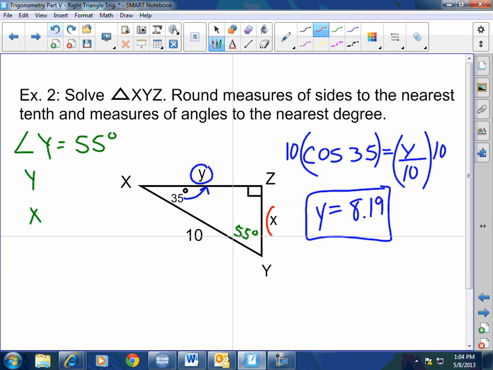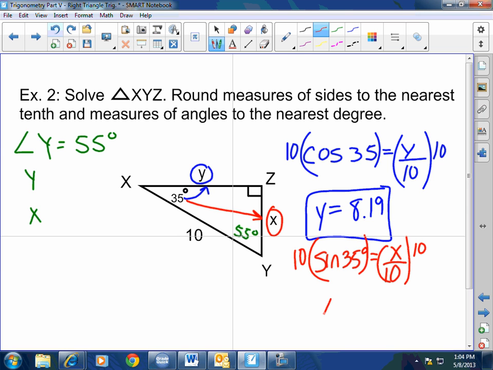Let's do X in red. Who do you want to use? You want to still use 35? Okay. What is the relationship now of this side to that's opposite? So I'm going to use sine. The sine of 35 degrees equals opposite over hypotenuse. Multiply 10 to both sides. X is going to equal the sine of 35 times 10, which is going to be 5.74. Let's round it to the hundreds, please.